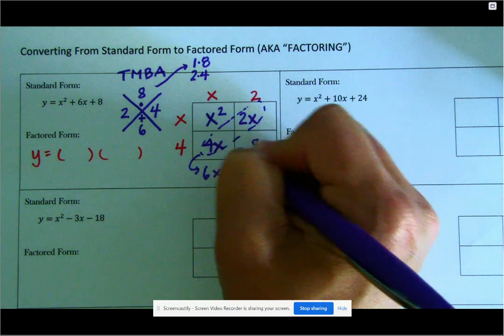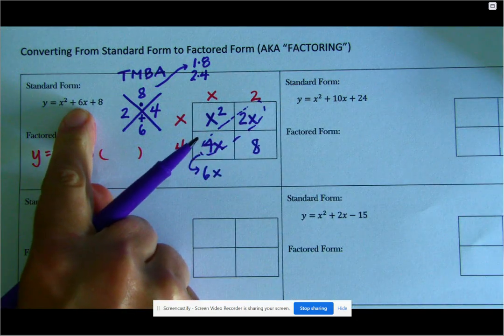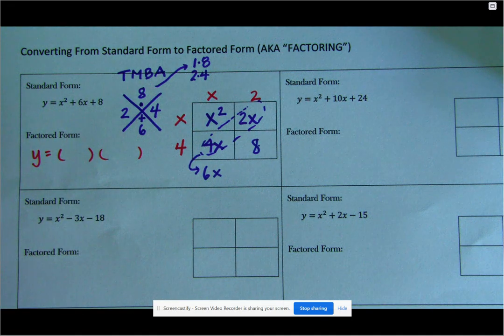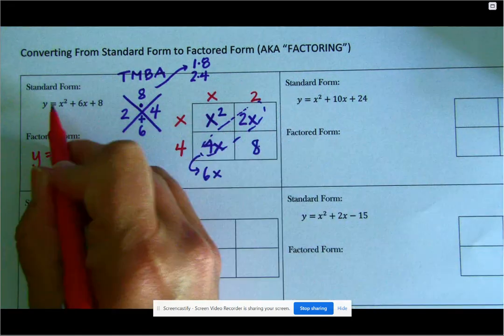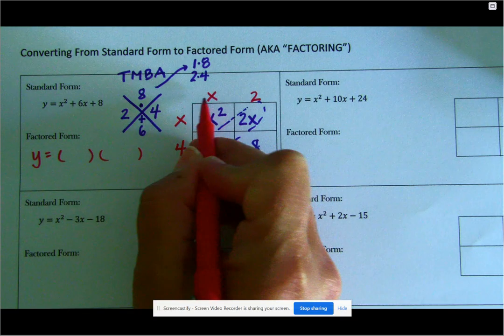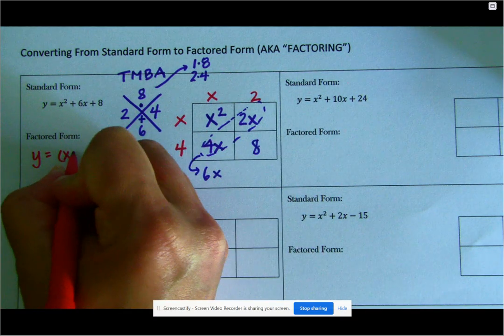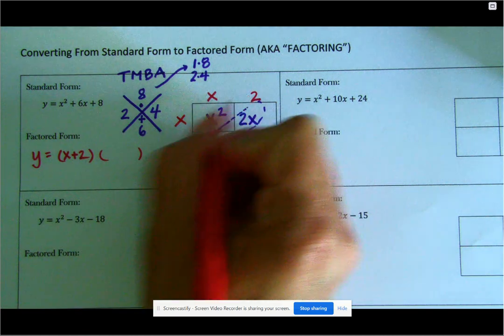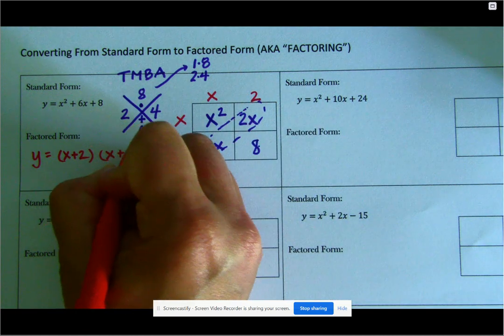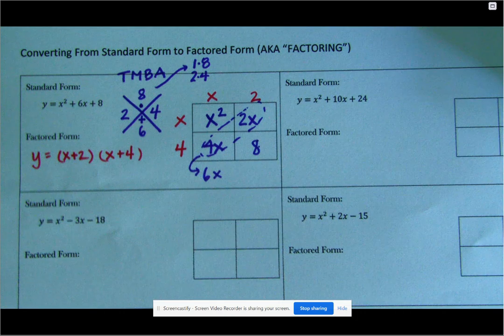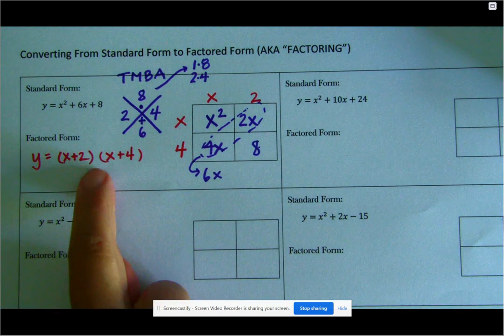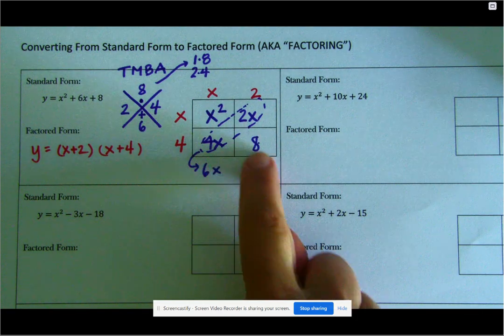Always make sure your box would make this if it was simplified. So now we can be sure that factoring this, the two binomials that multiply to make this are x plus 2 because it's positive, and x plus 4. So x plus 2 times x plus 4. Okay, this is the factored form. And you can double check and make sure it all works.